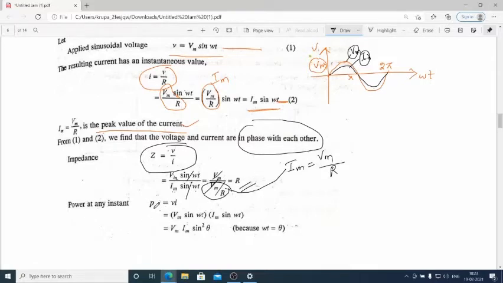Power at any instant. Now we are calculating the power value of the resistance at any instant. V is equal to Vm sin omega t, I is equal to Im sin omega t. So Vm into Im, I am writing sin omega t into sin omega t, so sin square omega t. In order to avoid confusion, I am replacing omega t with theta. So from now onwards, please remember omega t is replaced with theta.